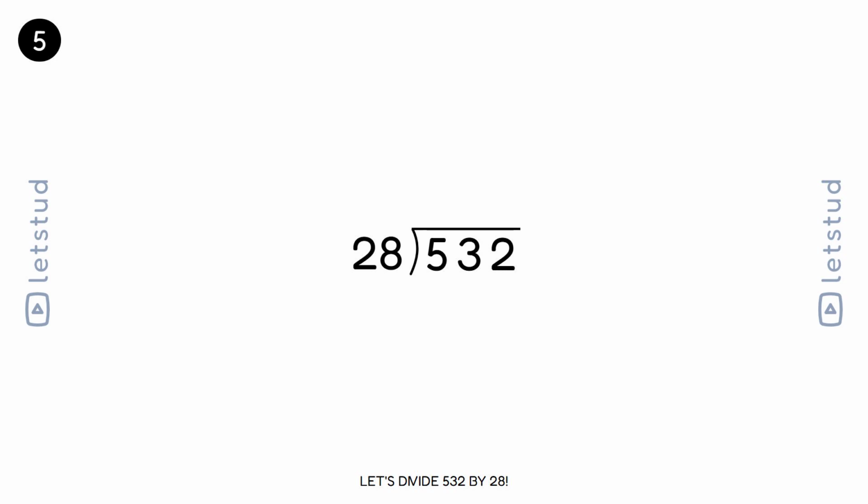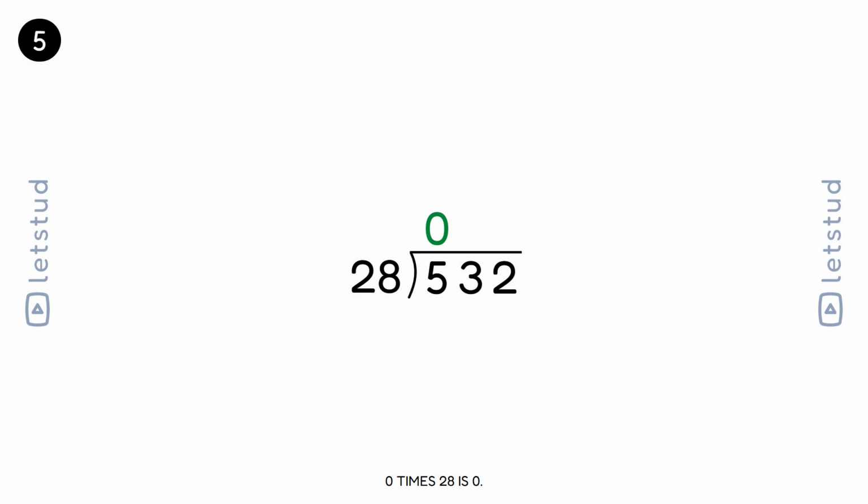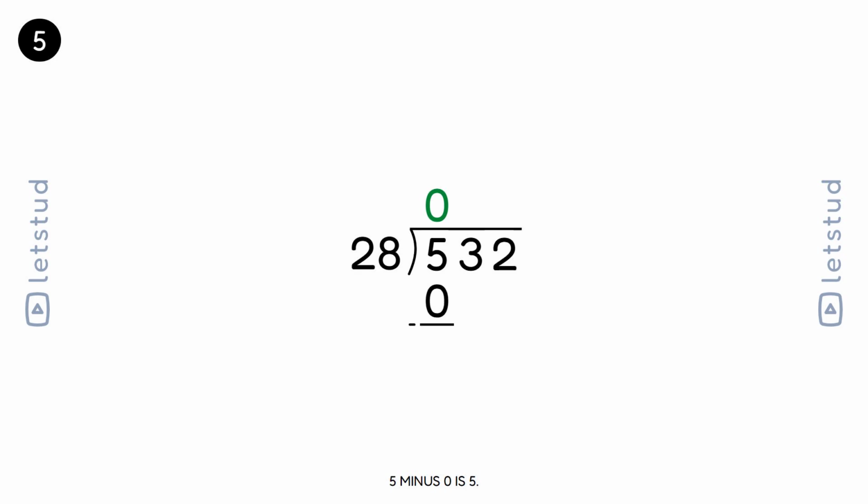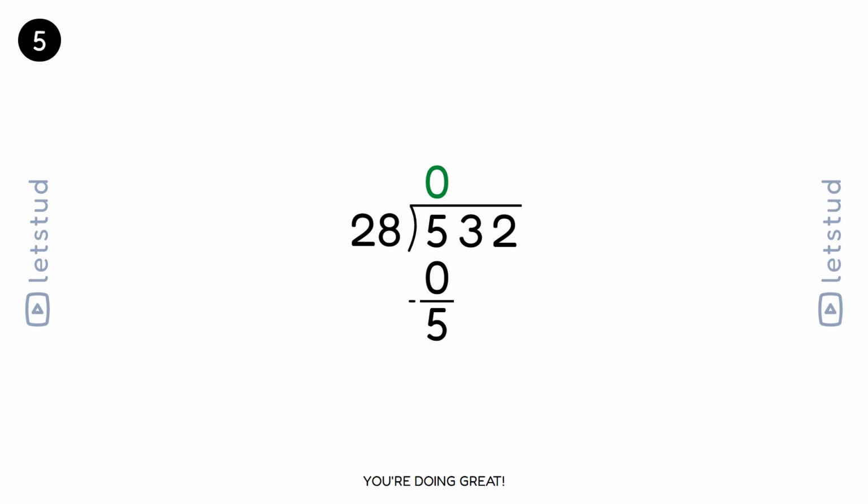Let's divide 532 by 28. We start with the number 532. How many times does 28 fit into 5? It fits 0 times. 0 times 28 is 0. 5 minus 0 is 5. You're doing great. Let's bring down the next digit.